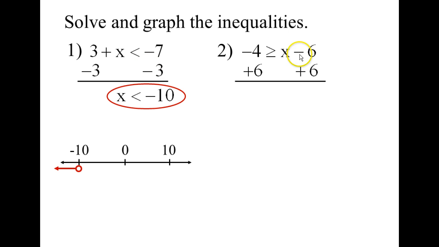Same thing here, we have x minus 6, add 6 to both sides. Negative 4 plus 6, or 6 minus 4, is 2. Open or closed? To the left or right? Okay, so 2 is bigger than all our answers. What numbers will be true here? Would 3 be an answer? Is 2 greater than or equal to 3? No. What about 10? Would 10 be an answer? Is 2 bigger than or equal to 10? No. So we can rewrite this.